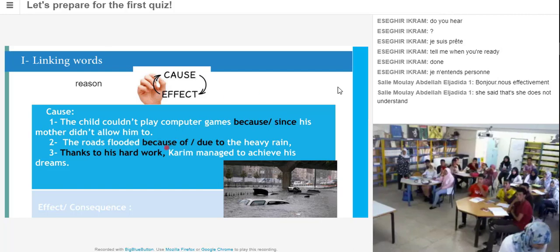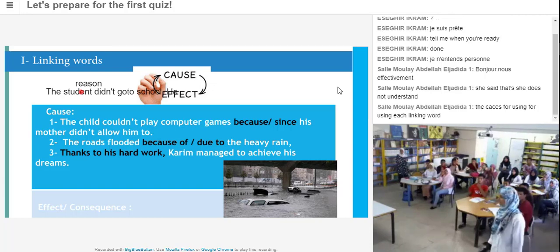Now, let's say, I'm going to give another example here. So let's have this example. The student didn't go to school. He was ill. When you consider these two sentences, one sentence is a cause and one sentence is the effect. Which one is the cause? The sentence of the cause is he was ill.